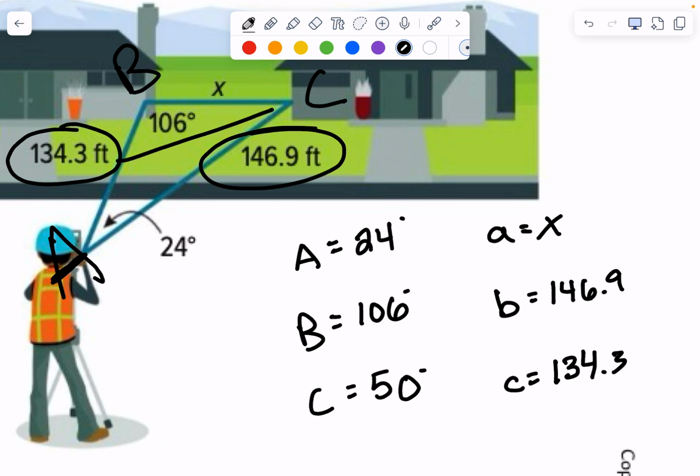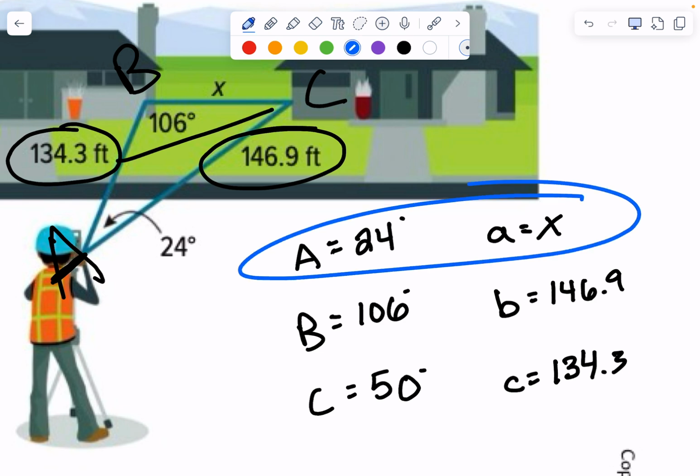Can we use anyone? Okay, now I know I have to use A and A, right? Because that's what my X is. Can I use any of the other two? Probably. Does it matter? Which one do you want to do? C. B. All right, let's do B.